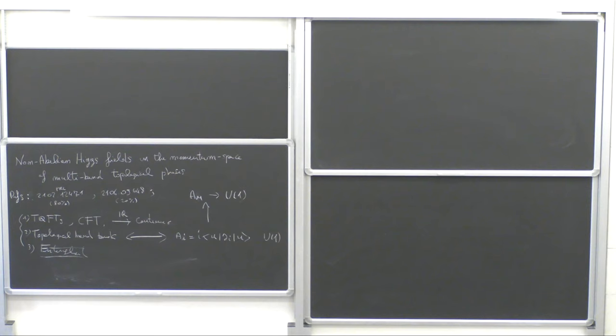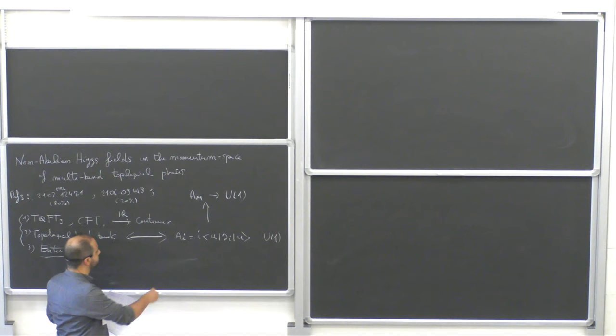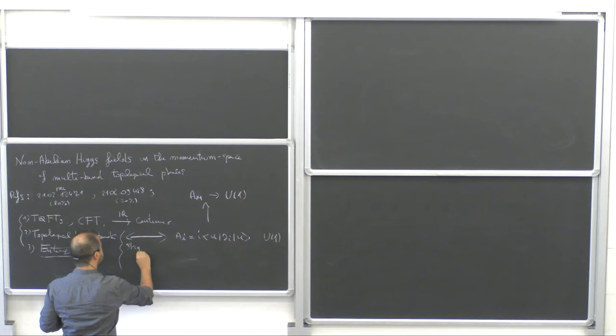There are a lot of relations between topological bands. For instance, here, besides the Berry connection, we also have the so-called Skyrmion number.